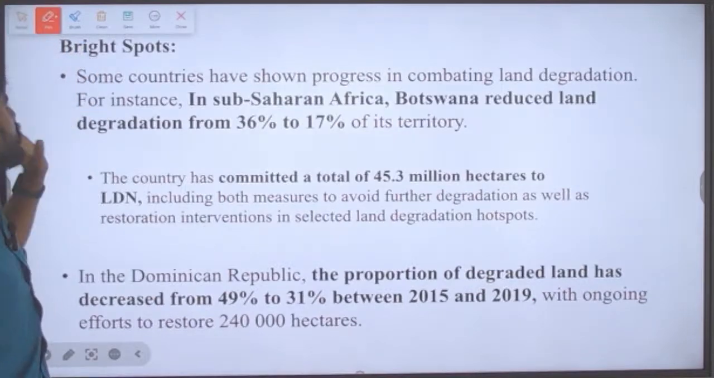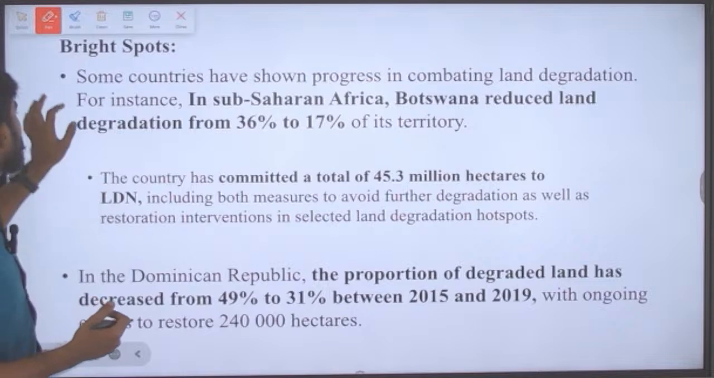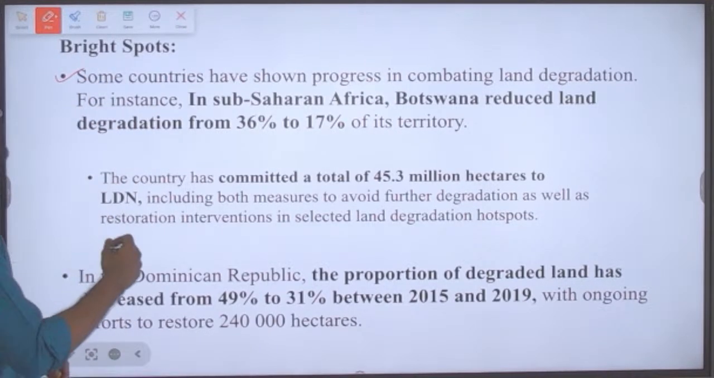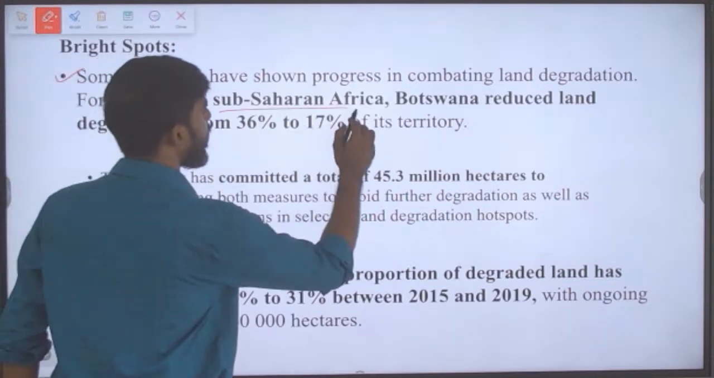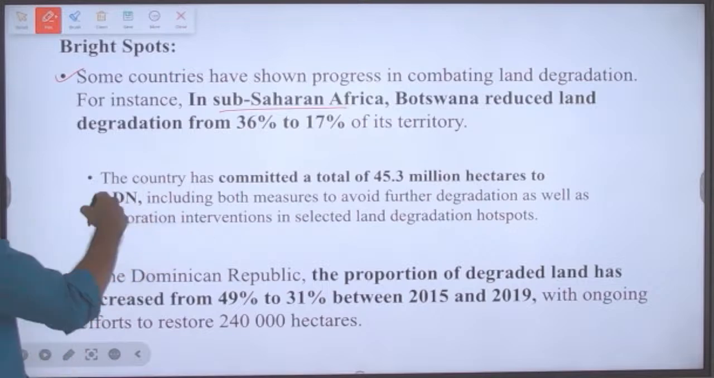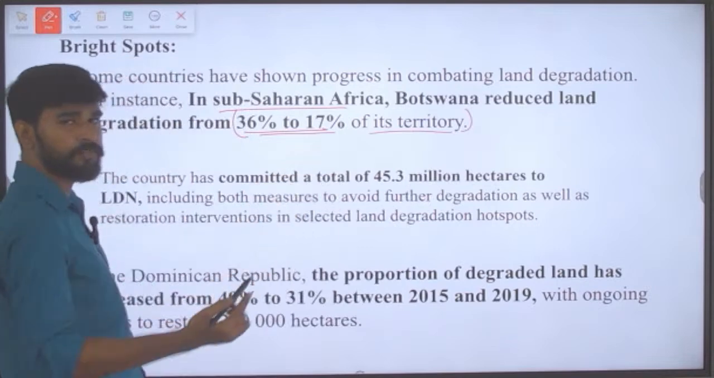Next is, what are all the bright spots? What are all the good things or the positive things about this data? First thing is, some countries have shown progress in combating land degradation. For example, in Sub-Saharan Africa, we have a country that is Botswana, which has reduced land degradation from 36% to 17% of its territory, which is a good thing.